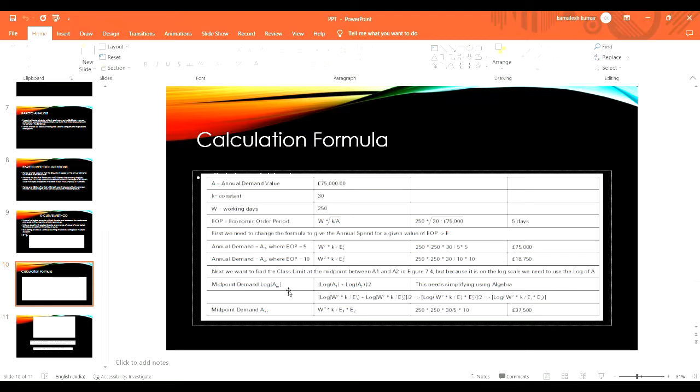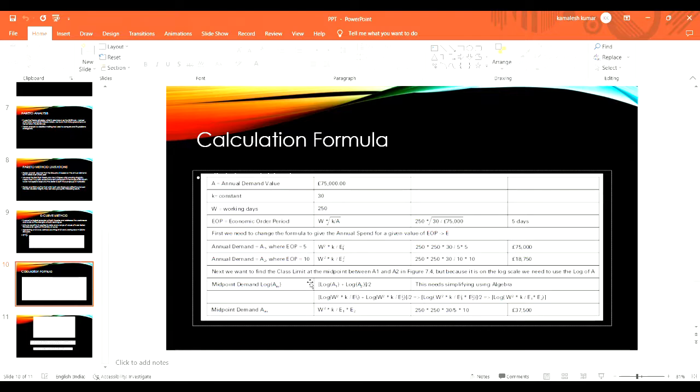Okay, so next we will find the class limit. To find a class limit, we cannot take the average value of a1 and a2, as the k curve is not a straight line, it is a logarithmic curve. So we have to take the log function to find the midpoint of a1 and a2. Midpoint demand: log am, where am is the midpoint, so log of the midpoint of a is equal to (log a1 plus log a2) by 2.